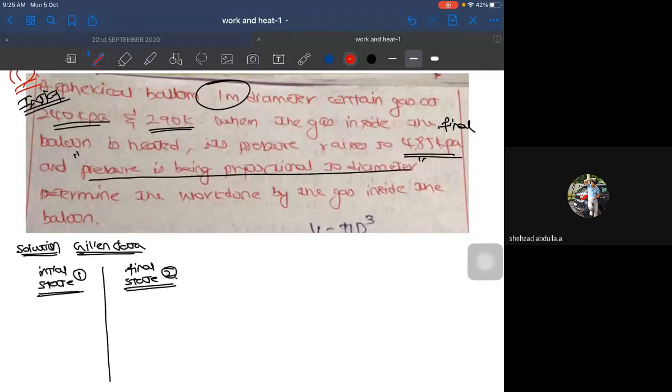Okay, so let me note down the initial and final conditions of the balloon. The initial diameter of the balloon is how much? 1 meter. Okay, so the diameter is 1 meter initially. Final diameter we have to calculate, and how we'll do it. The initial pressure, which is P1, is 240 kPa.